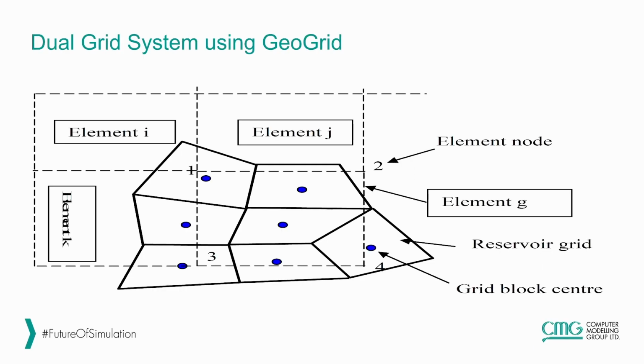This slide explains how the dual grid system works in reservoir simulations. The solid line represents the original reservoir grid system, and the dashed line represents the geomechanical grid system. So these two grid systems exist independently, and the user is able to handle these two different types of grid system separately.